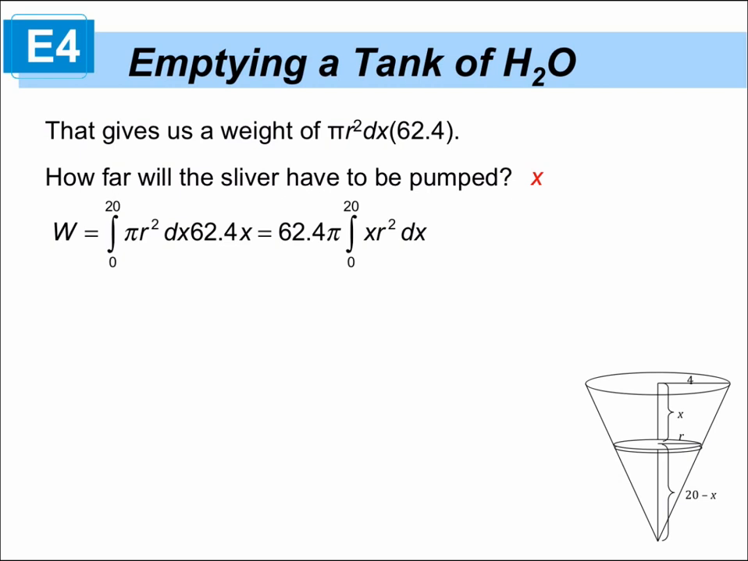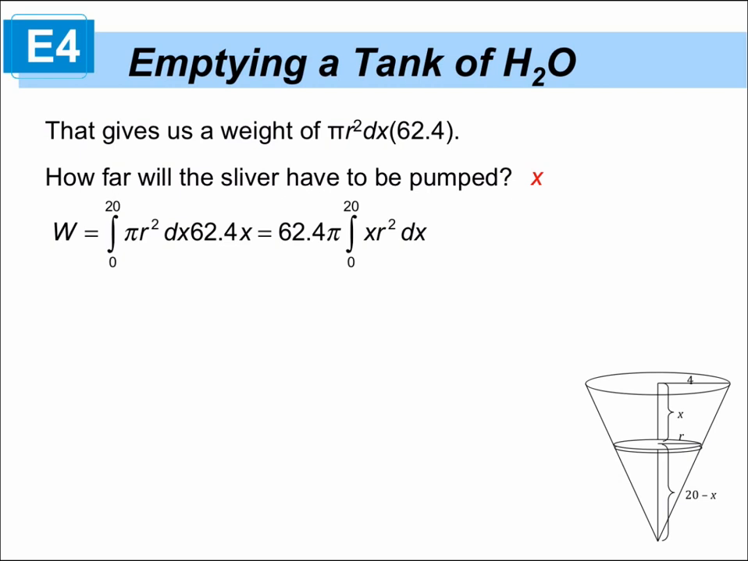Then we use the integral to take slivers of water from 0 to 20. We're emptying the entire tank. If we were only emptying the top half of the tank, then we'd have different limits of integration. But here we're emptying the entire tank. Why is there an x on the end? Because that's how far we're moving the sliver of water. Notice I moved the 62.4 and the pi out in front because those are constants. I don't want to worry about them. Put them out in front and then deal with that little guy.